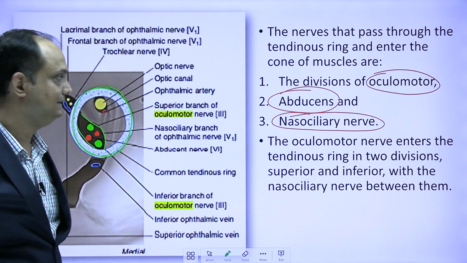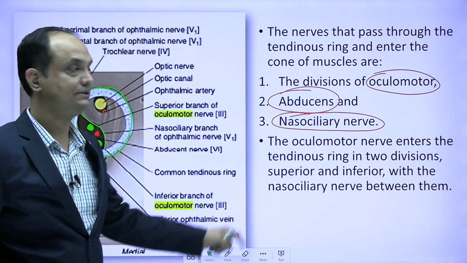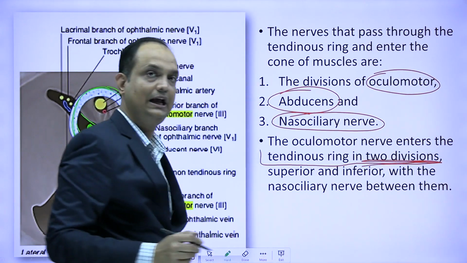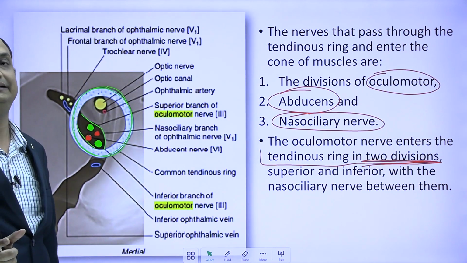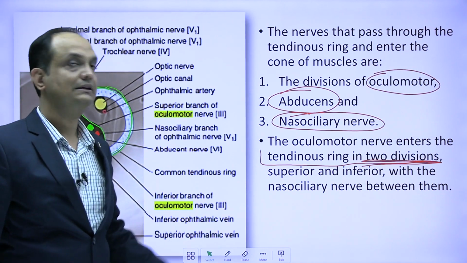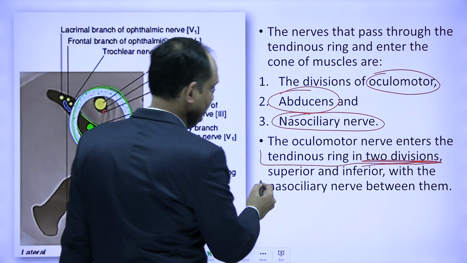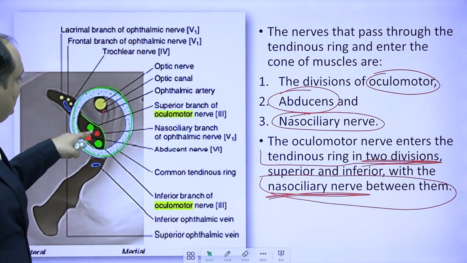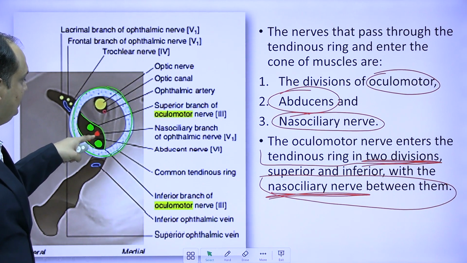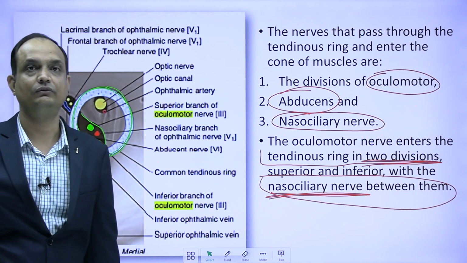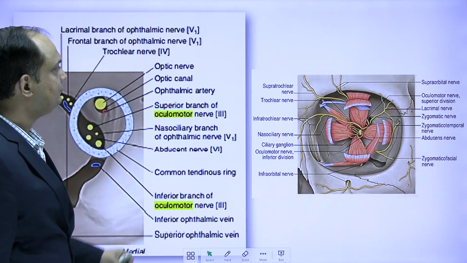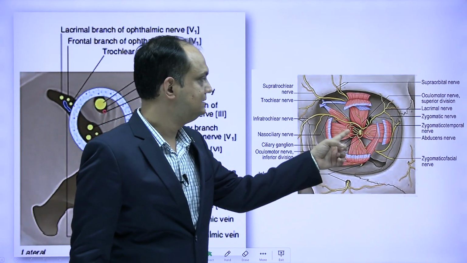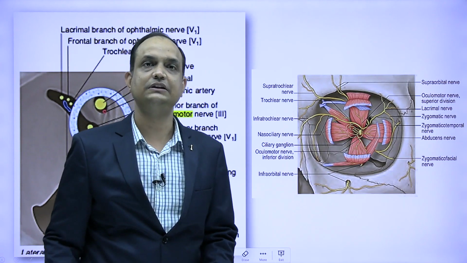And the next question is that the oculomotor nerve enters the tendinous ring in two divisions, superior and inferior, but the important thing is which nerve lies in between these two divisions. Answer is the nasociliary nerve. Here you can see the nasociliary nerve is sandwiched between the superior and inferior division of the oculomotor nerve.